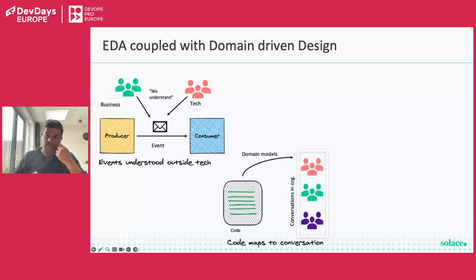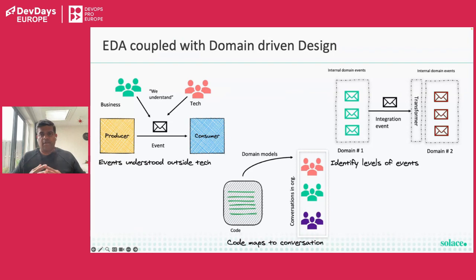Code that maps to conversations. When our domain is understood, we can translate this into code. The code represents the domain, and our code can start to map to real conversations that we are having, right? When you have well defined events, these event names can be and will be brought into conversations.